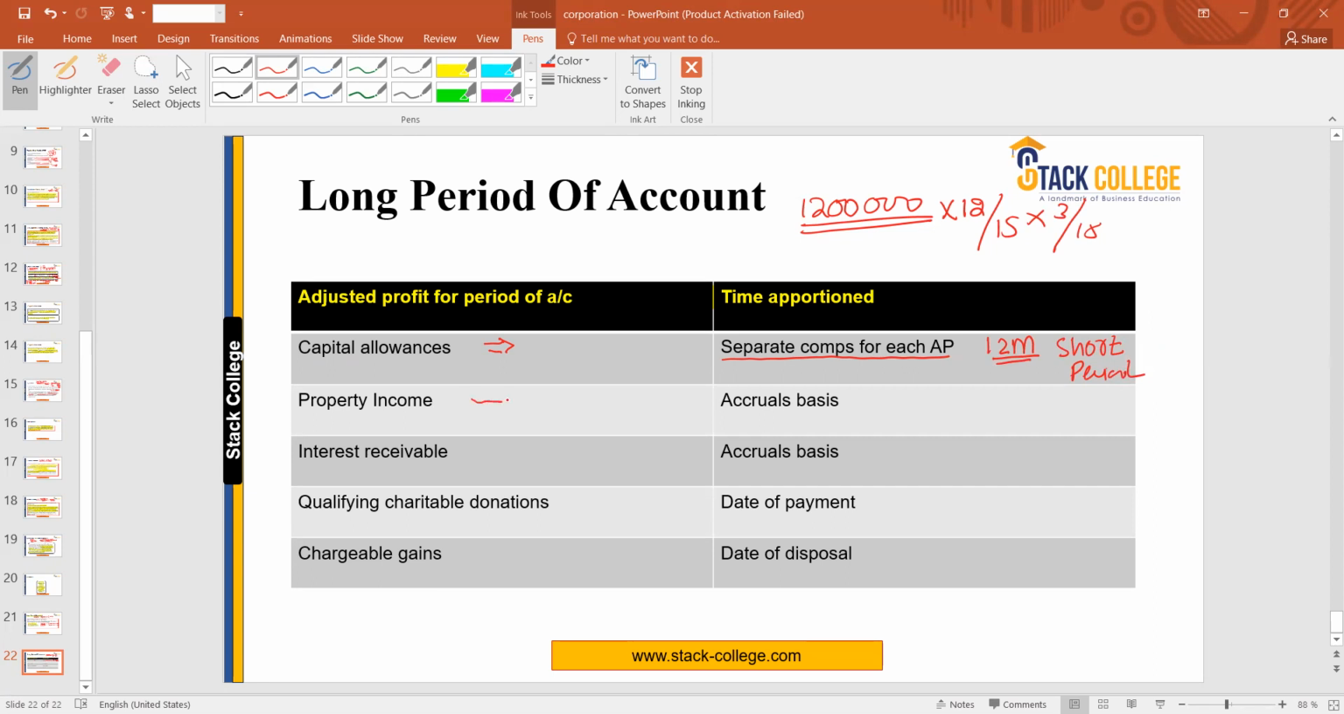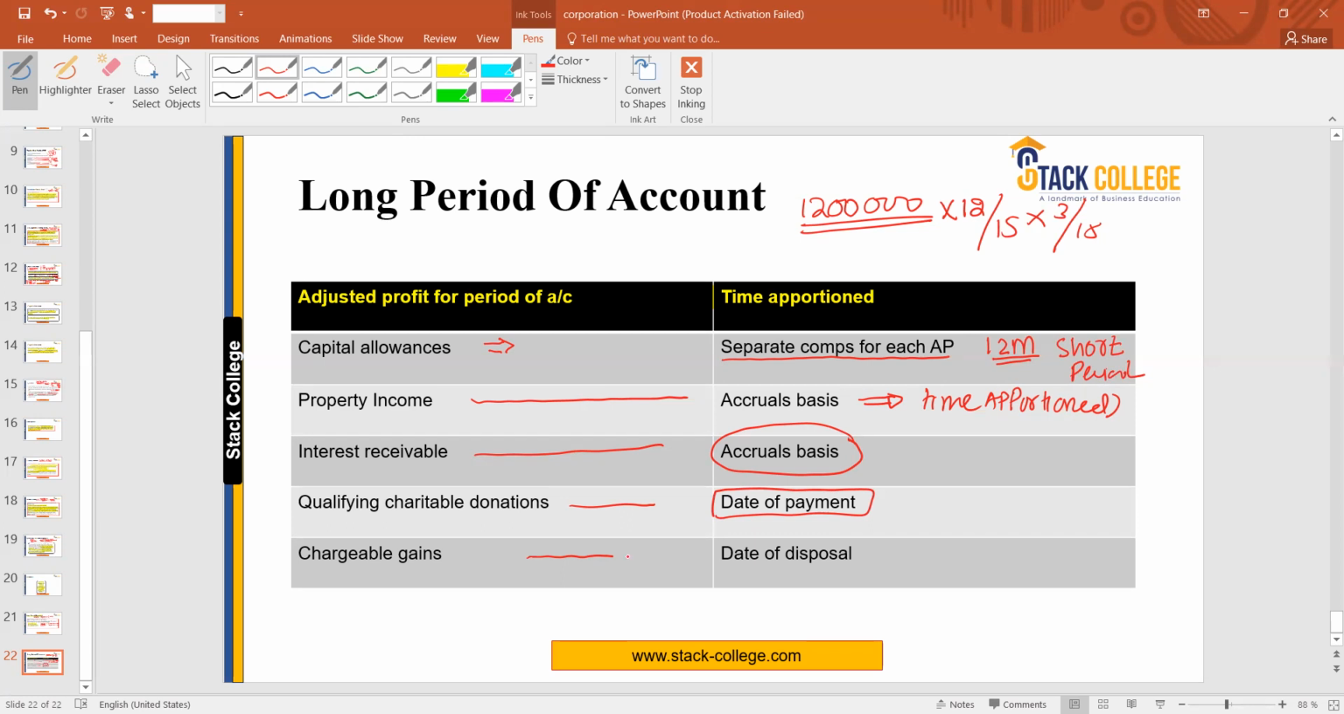As far as property income is concerned, we will calculate property income profit and then split this on the basis of accrual basis. And if accrual basis is not available, then the time apportion method is suitable. And normally we do this time apportionment like we did in adjusted profit. For interest calculation, we'll always use accrual basis. And for QCD, the relevant date of payment. If the donation is paid in the first 12 months, we will consider this as first 12 months, otherwise in the next period.